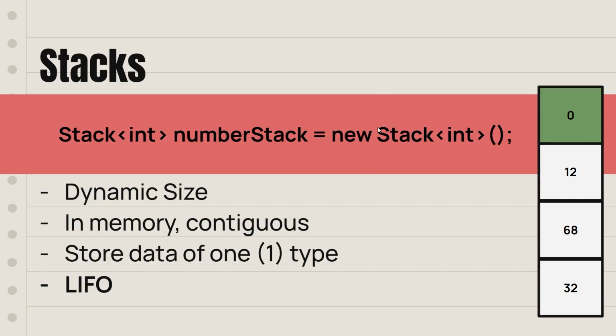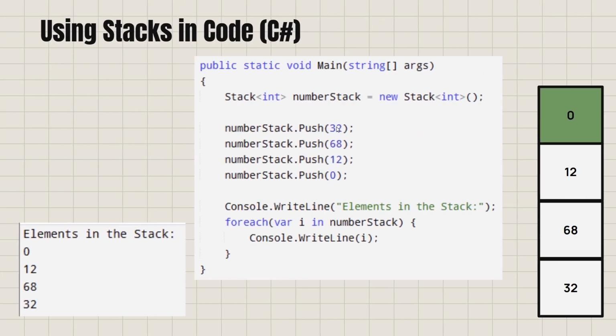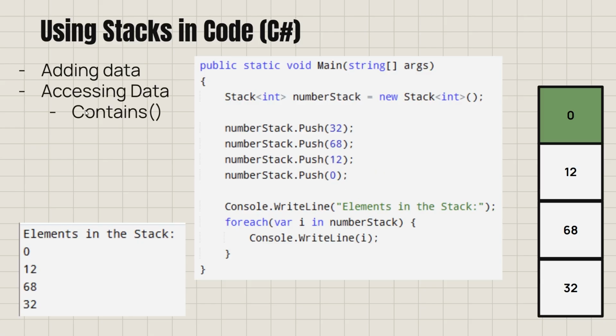stacks operate under. So using stacks in code, the functions are different here because it's a different data structure than linked lists or arrays. Adding data, the function here is called push. You push new information to the top of the stack. And then accessing data, you have the contains function again here, which tells you if that value is within the stack.